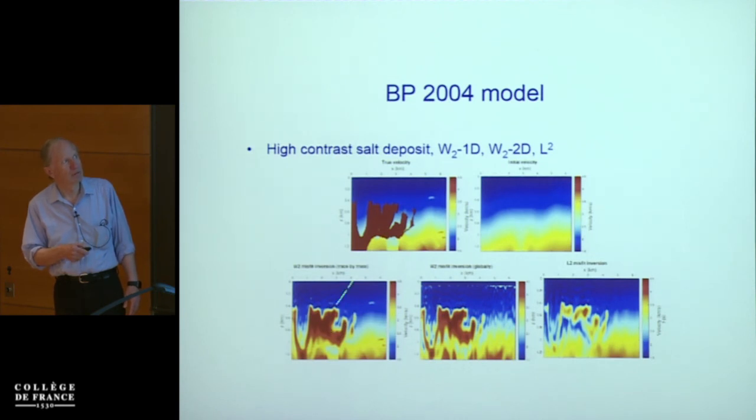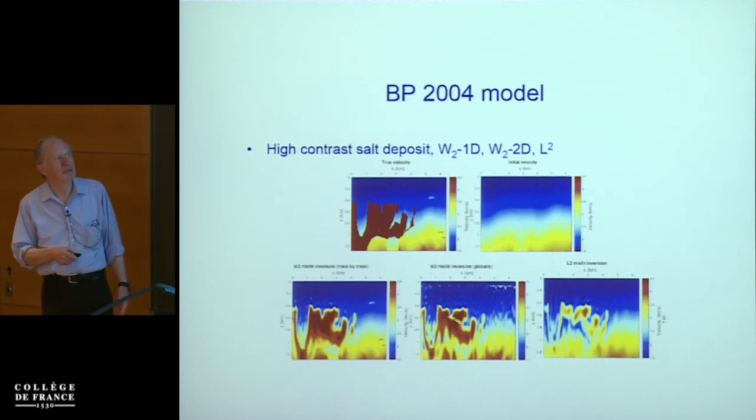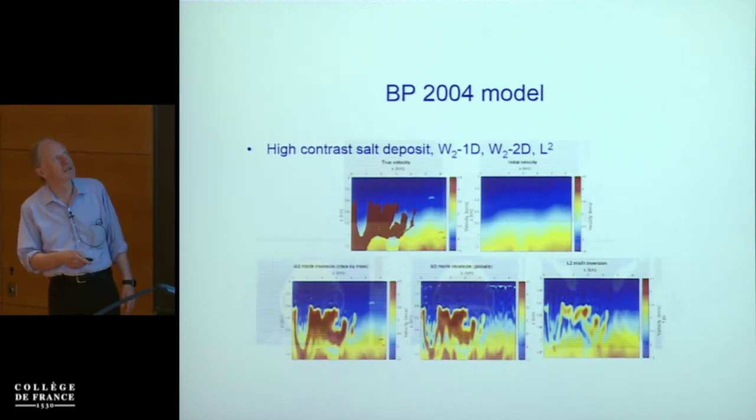And we can get a good inversion according to the people in seismology. This is what would happen if you do a full global solve with a Monge-Ampère solver, and this is what happens if you do L2. So the advantage is quite good in this setting.